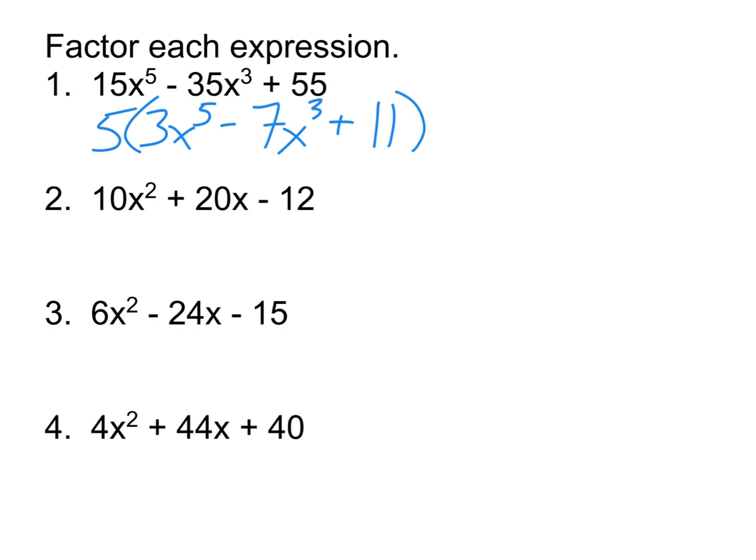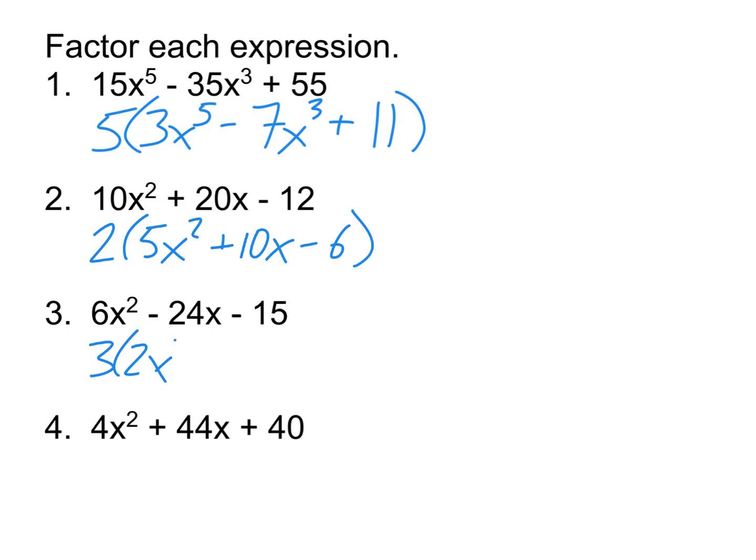All right, so for number 2, we look to see what can I divide the 10, the 20, and the 12 by here, and all of them are divisible by 2. So we're going to pull the 2 out front of the parentheses. Then divide each of them that we had at the start by 2, so that gives us 5x squared plus 10x minus 6. Number 3, what can we divide all 3 terms by? 3. So I pull the 3 out front of the parentheses, so that gives us 2x squared minus 8x minus 5. And yes, that's the biggest we could factor out of everything there.